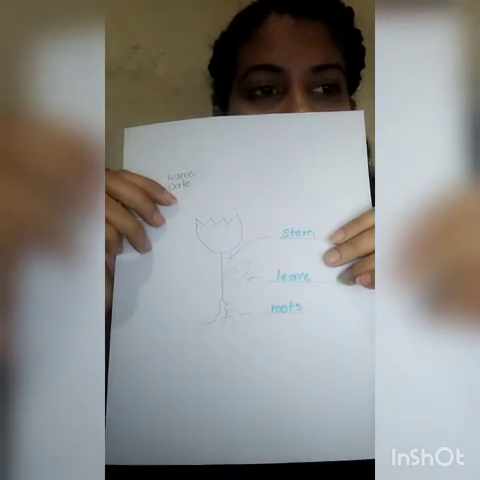Then there is a brief feedback about the parts of the plants, right? And in this statement, the student will be able to identify correctly the parts of the plants, right?